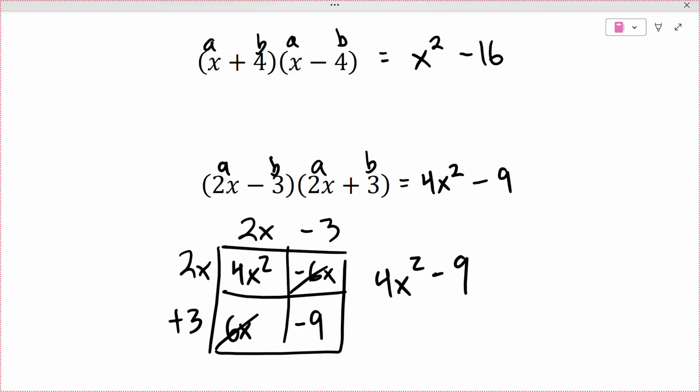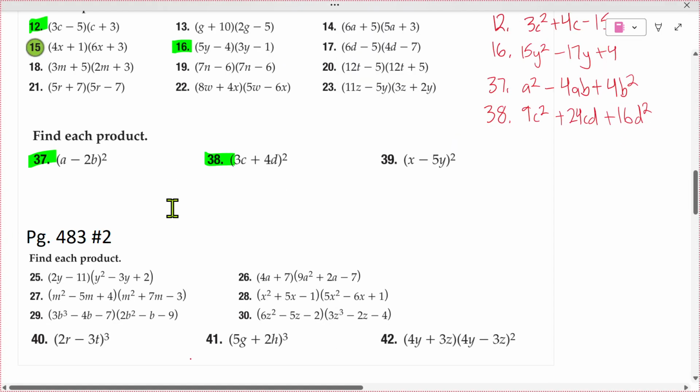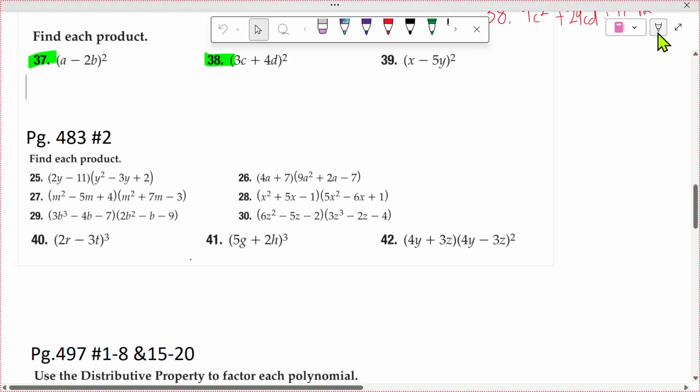Okay, I've got the homework posted in the notes. I'll highlight some right now. We certainly don't need to do all of these. I just want you to try a few of them.